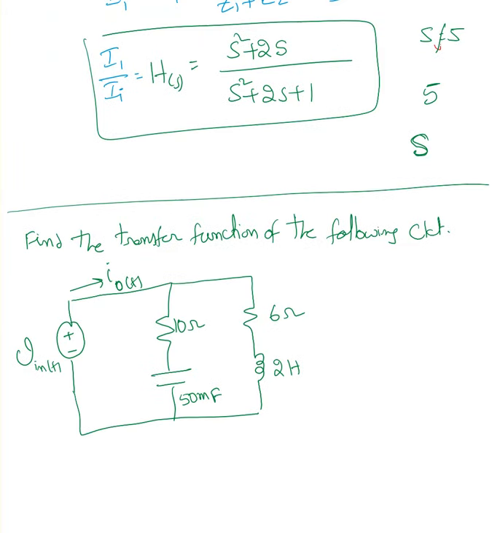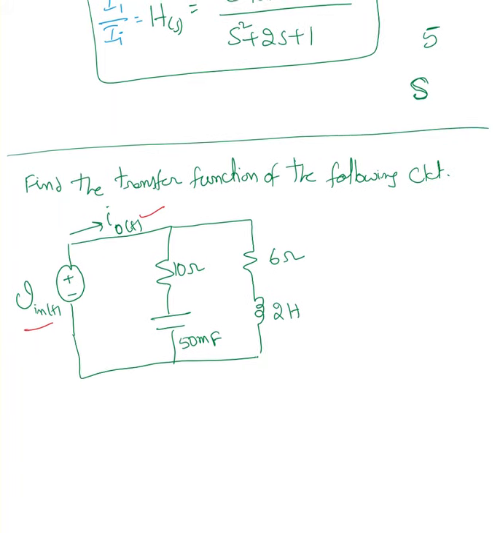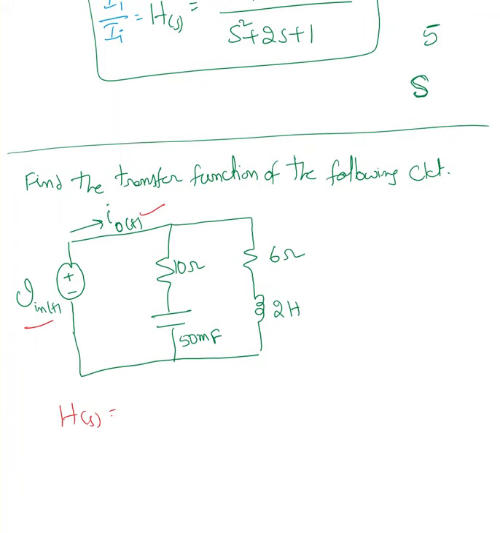So the transfer function he's asking about is output current over input voltage. So H of s, I'm already writing it down in s domain. You can write it down in time domain too. In that case, h of t equals, usually in time domain we always use small letters, h of t equals I naught of t over v in of t. So this is current over voltage, so it's an admittance.